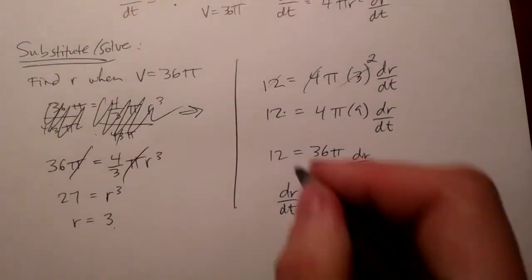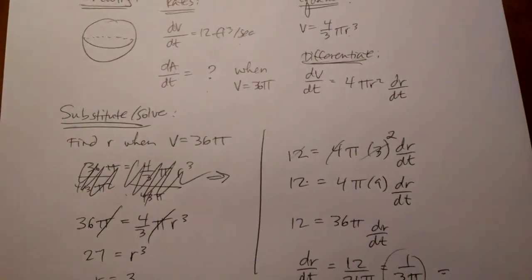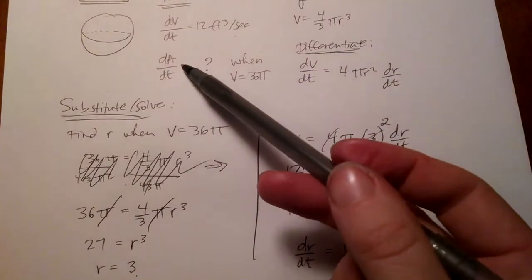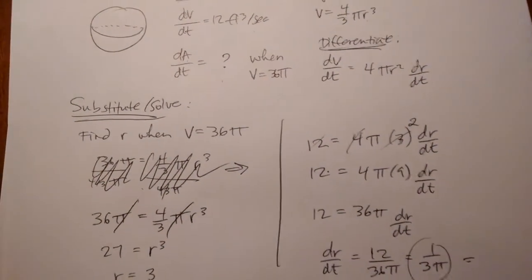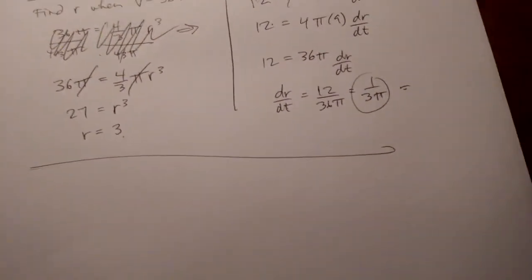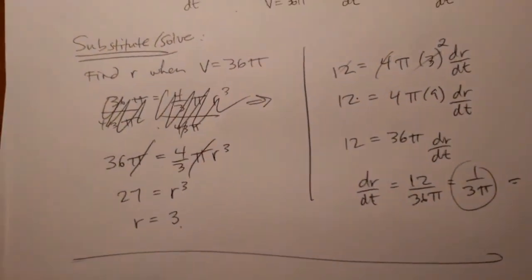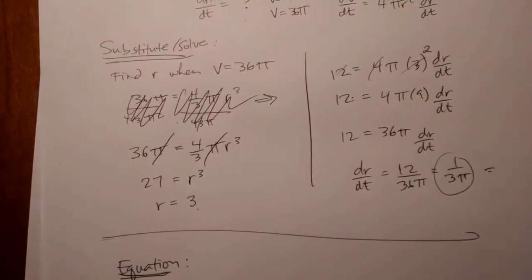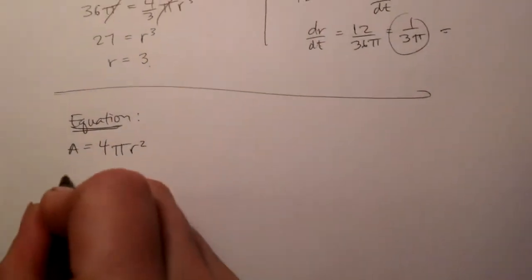We solved for dr over dt, but that's not what we're looking for. So we have to go back to the drawing board. Do we know an equation for the surface area of a sphere? Well, in fact we do. Maybe you don't remember it, but there is such an equation. Sorry, I had to draw a line there. So let's go back to the equation step. The equation for the surface area of a sphere is 4 pi r squared. Now we have to differentiate.